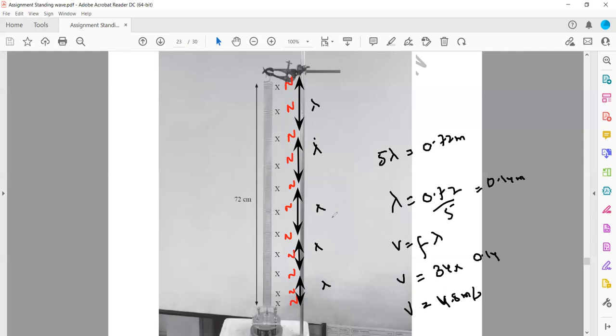Discussion how we work out the speed of the wave in a string, which is producing standing waves. Yes, sir. Yes.